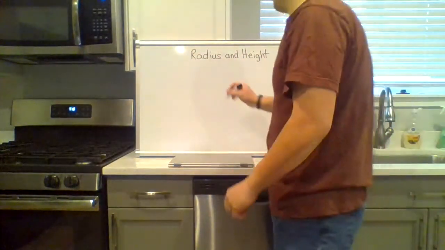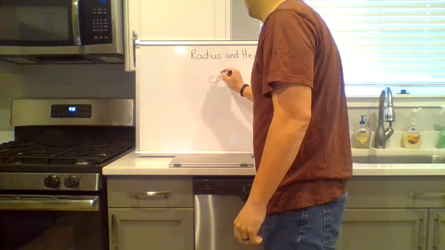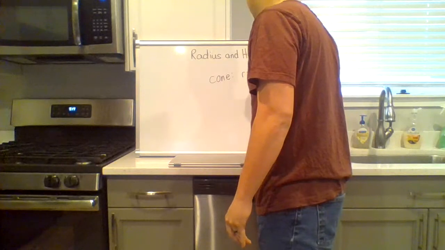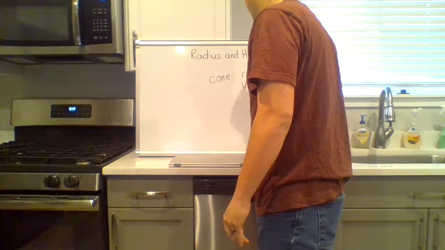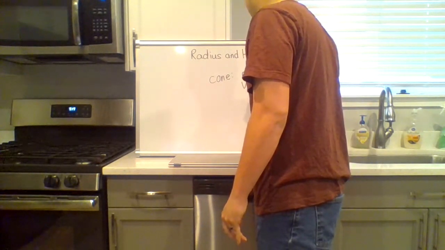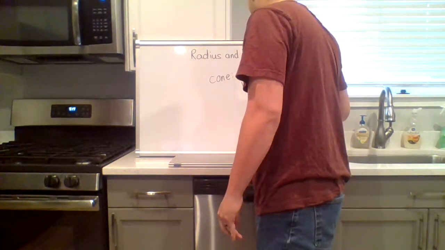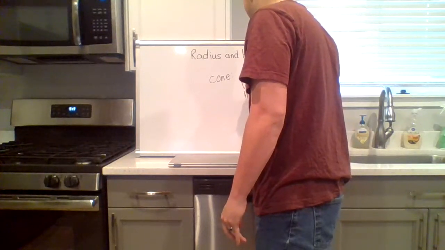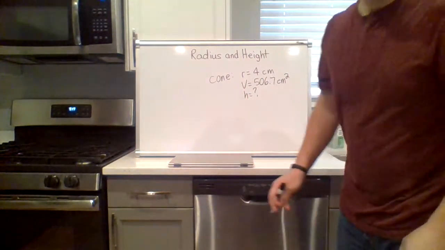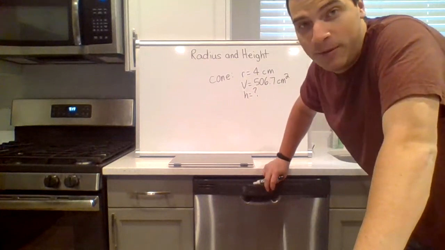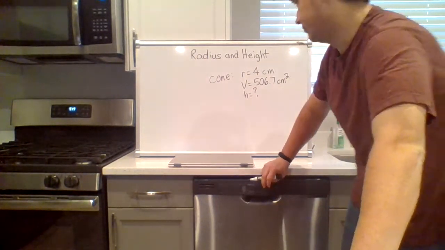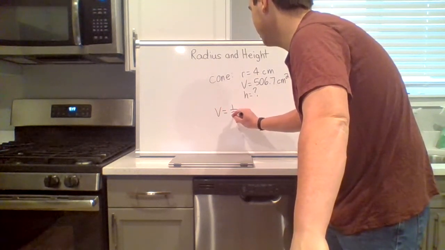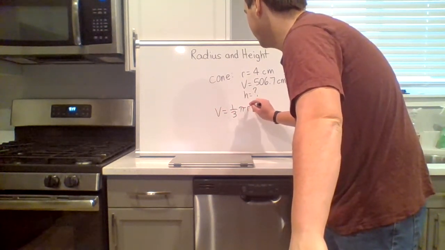Okay, so suppose you have a cone with a radius of 4 centimeters and a volume of 506.7 centimeters cubed. We want to find the height. First we have to remember the formula for the volume of a cone. The volume of a cone is 1/3 pi r squared h.